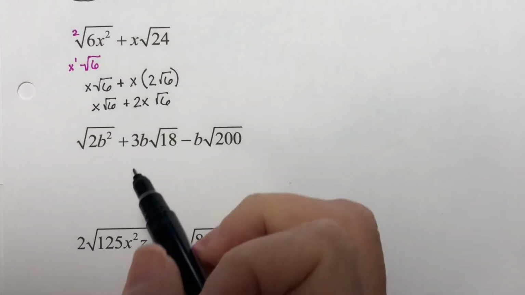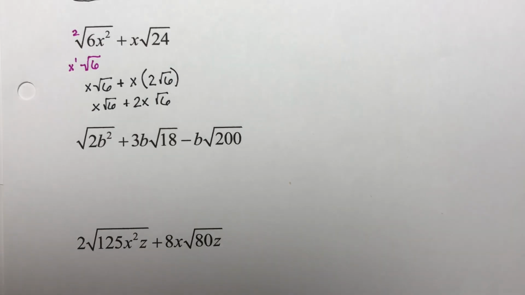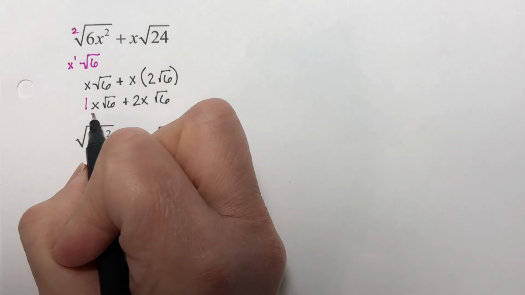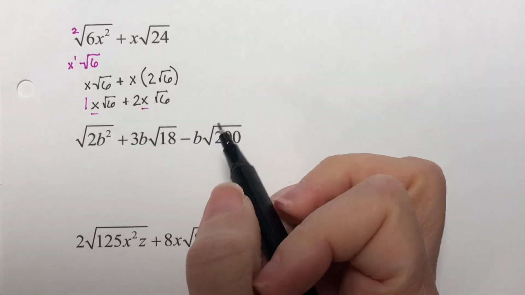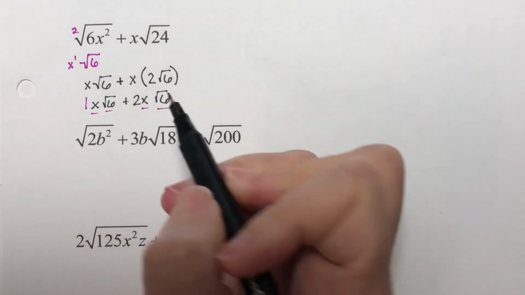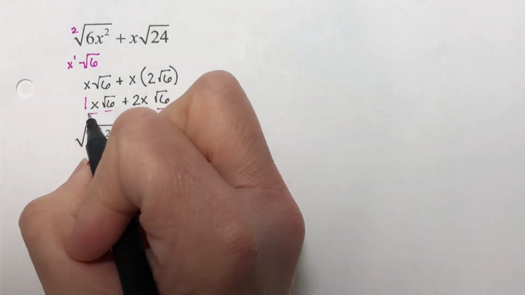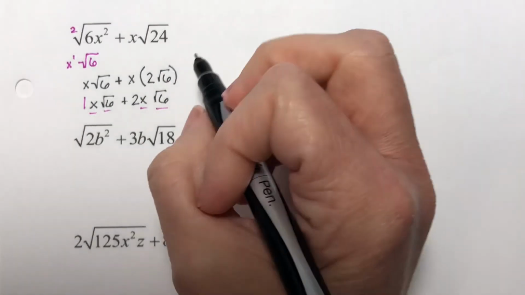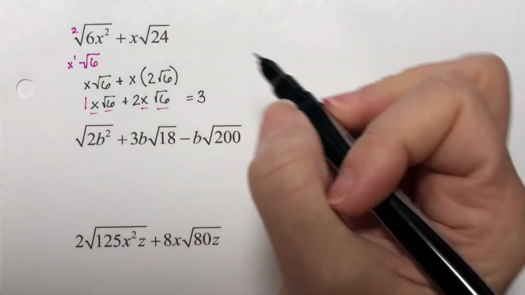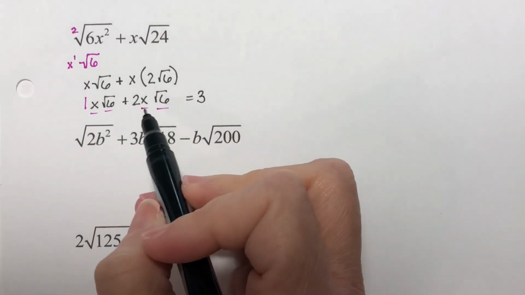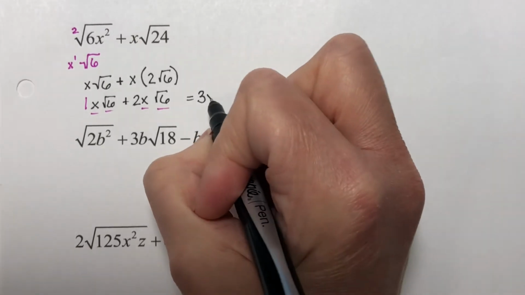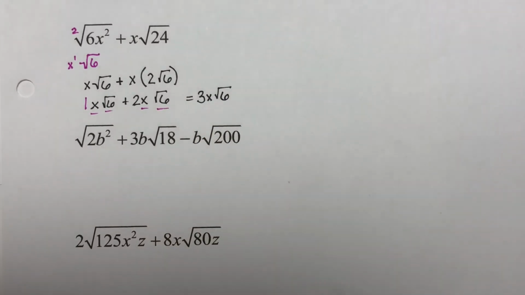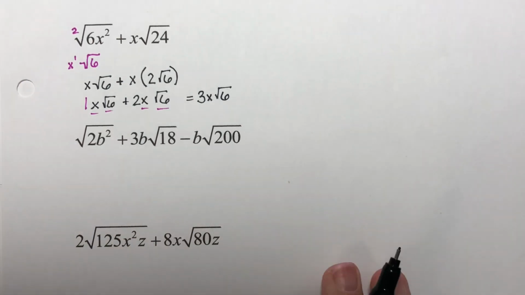Now let's see if we are allowed to combine them. First of all, if I need a number in front, I can put a 1 in front. I have the same variable in front of the radical, and I have exactly the same radical. So I combine like terms. I do 1 plus 2, which is 3. And then I keep the parts that are the same. So 3x times the square root of 6. The variable does not make it that much more difficult.